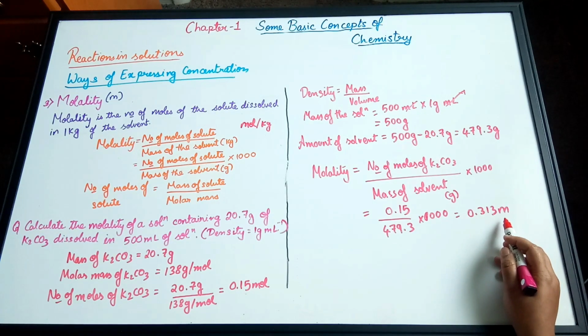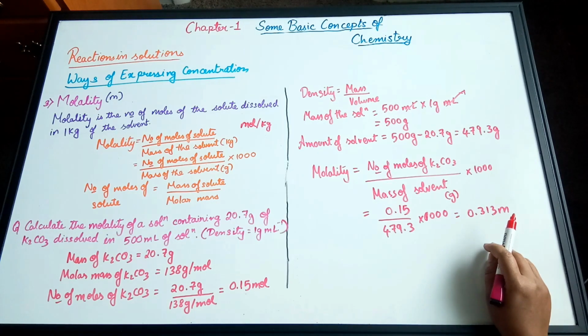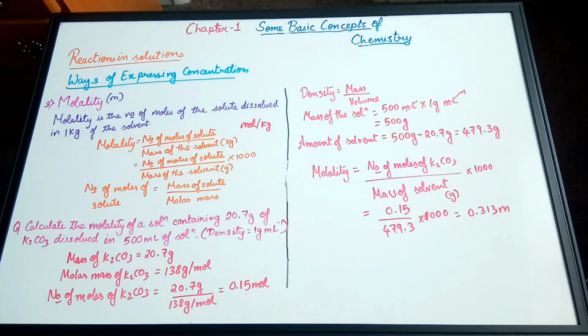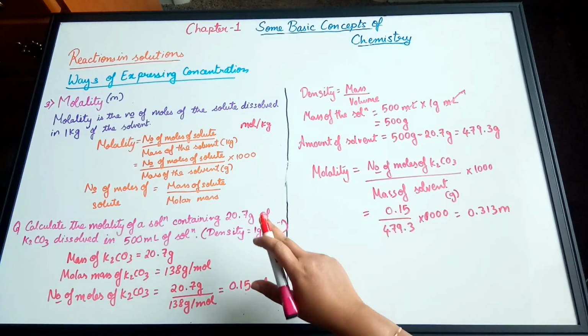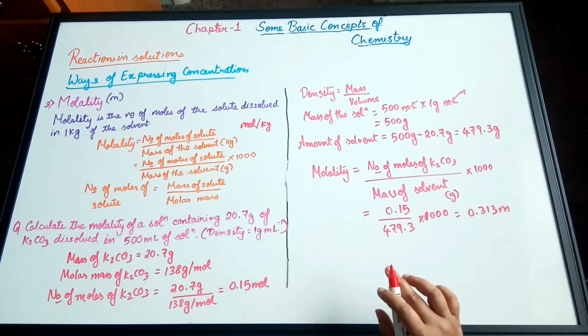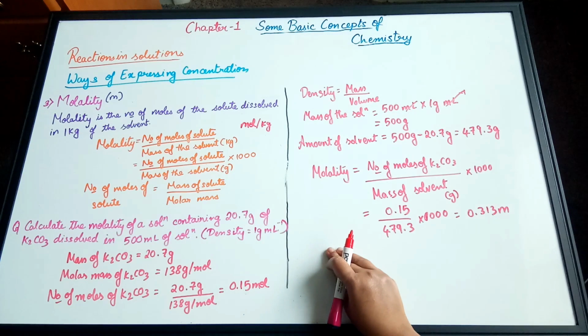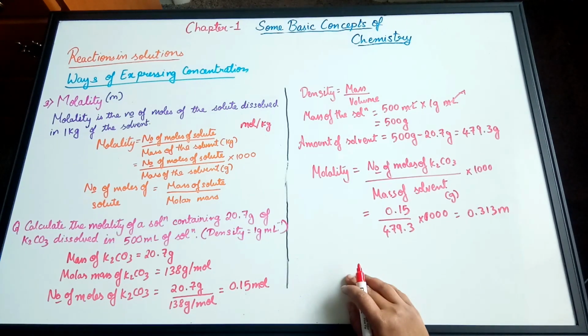So molality is the number of moles of the solute dissolved in 1 kilogram of the solvent. Molality is better than molarity because even if there is a change in temperature, the value of molality won't change. Whereas in case of molarity, when there is a change in temperature, the volume of the solution changes, and because the volume changes, the value of molarity will also change. That is why molality is slightly more advantageous as a way of expressing concentration compared to molarity. So one more important equation is that the number of moles of the solute equals the mass of the solute divided by its molar mass.